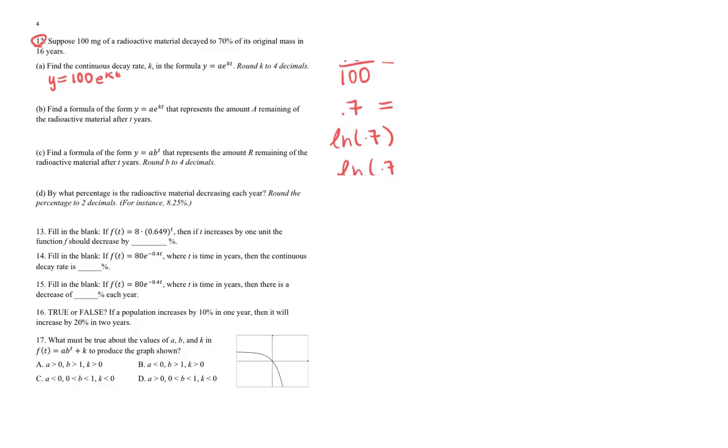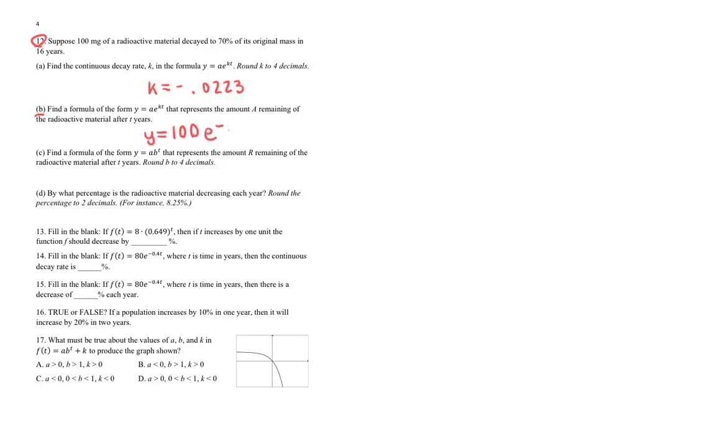So we know that k equals natural log of 0.7 over 16, and so when we punch that into our calculators, we will get a negative 0.0223. Okay, great. Okay, now we know our k value, so we can go ahead and plug it into our formula, and we should get that y equals, our initial value is 100, times e to the negative 0.0223 times t.